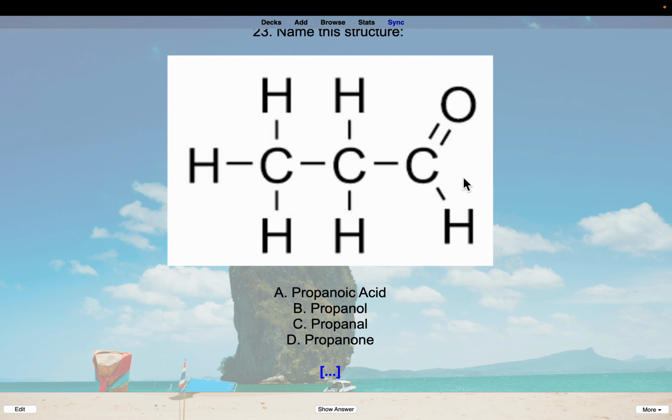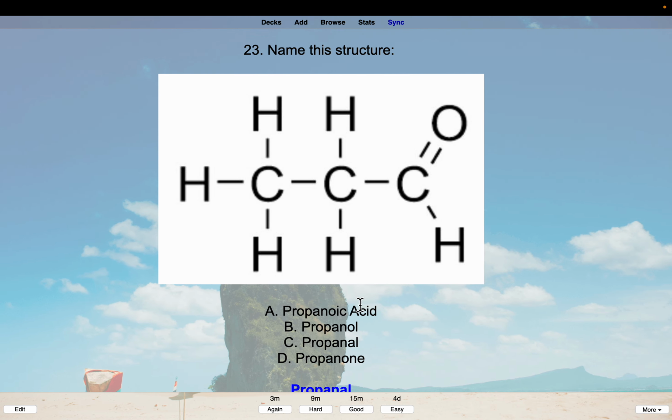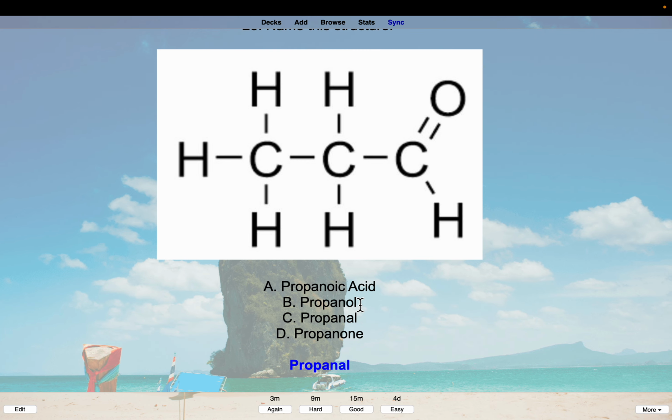Name the structure. This is R, the parent chain. R, and then we have a carboxylic acid. Or perhaps this is an aldehyde. I'm willing to bet it's letter C, propanol. Yep. Nice. Because this region is an aldehyde.